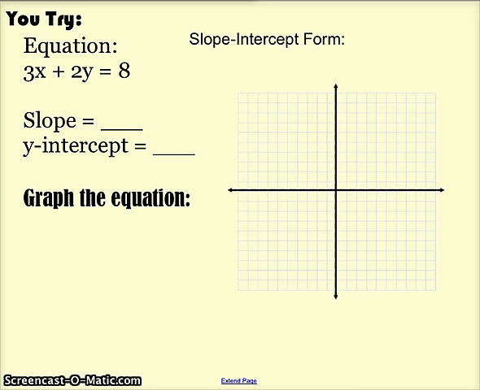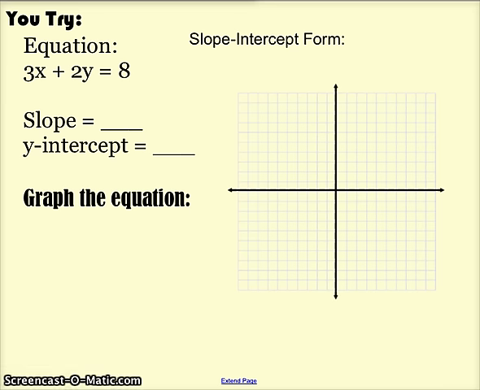Let's try one more. Now you have an equation written in standard form, 3x plus 2y equals 8. What you want to do is write this in function form first by isolating y. And once you do that, then you can discover what your slope and y-intercept is to help you graph this. Pause the video here.